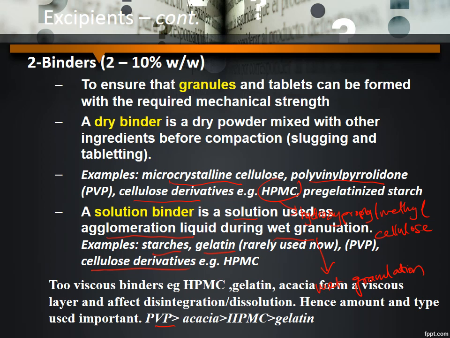Okay, if your binder liquid is too viscous, for example, when you use HPMC, it can form a very viscous layer and affect the disintegration and dissolution process. Hence the amount and type of binder used is very important. Okay, so the viscosity of PVP is more than the acacia, more than HPMC, and more than gelatin.